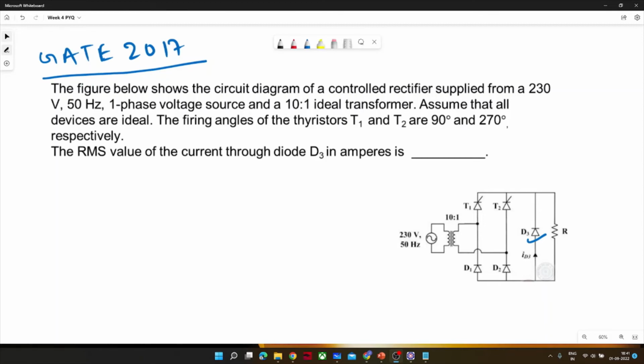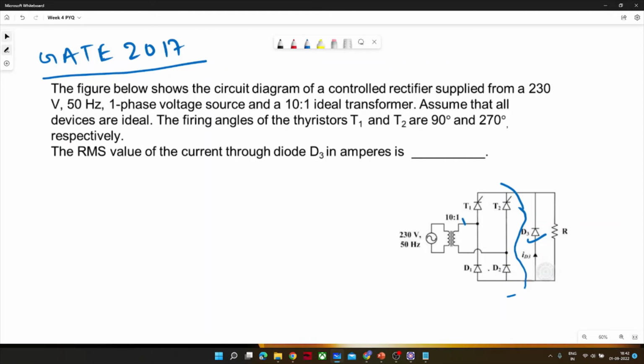Any specific name you might have heard or studied for this type of topology? Here, it can't be fully controlled. Someone said semi-controlled, Sai commented semi-controlled. Correct, semi-controlled. And it is also known as an asymmetric converter.